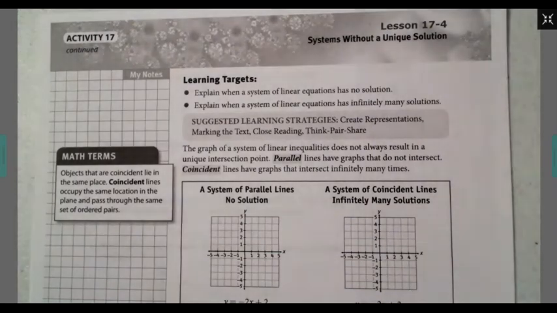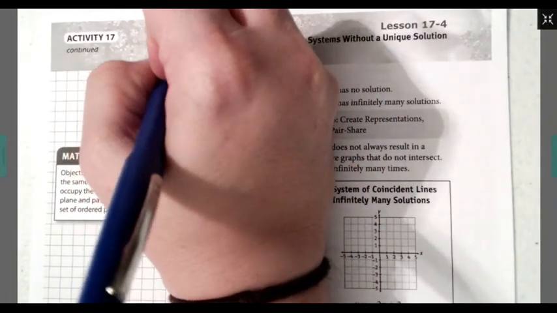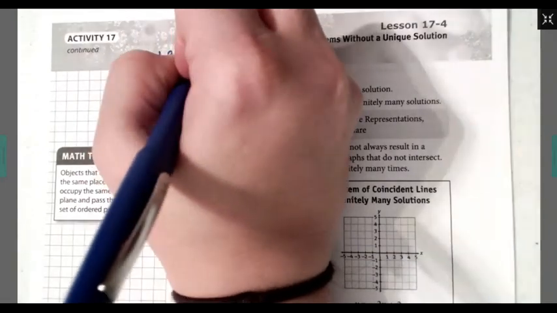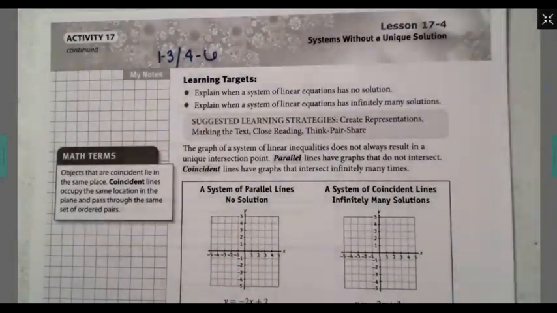Today's lesson will cover 17-4, Systems Without a Unique Solution. This lesson will be split into two separate sections. We will cover questions 1 to 3 and questions 4 to 6.